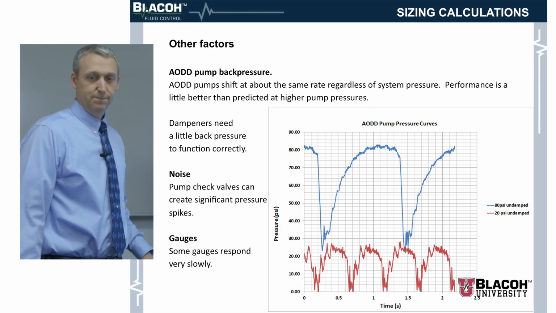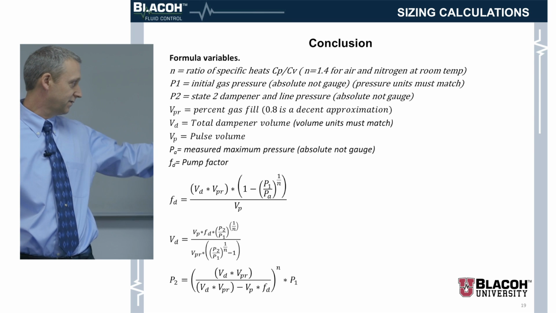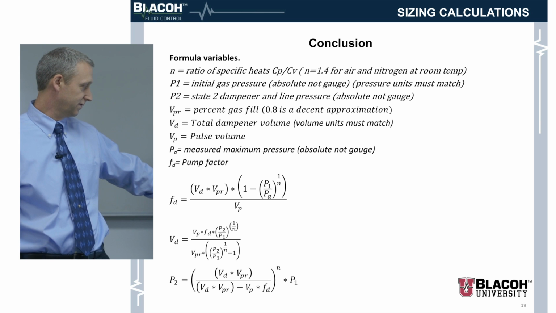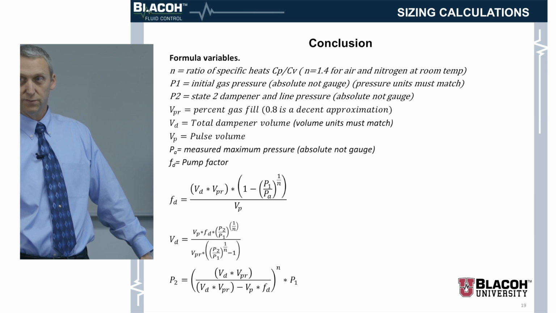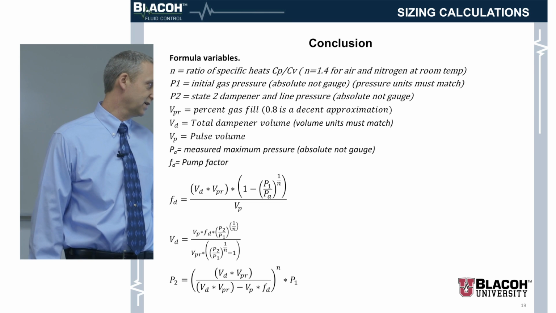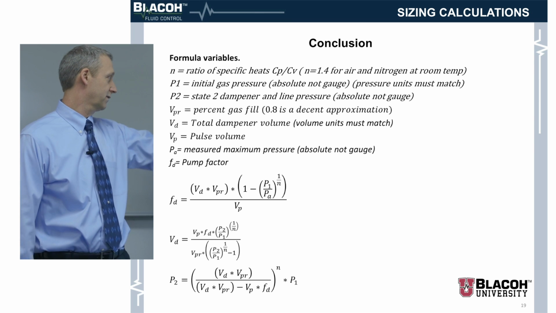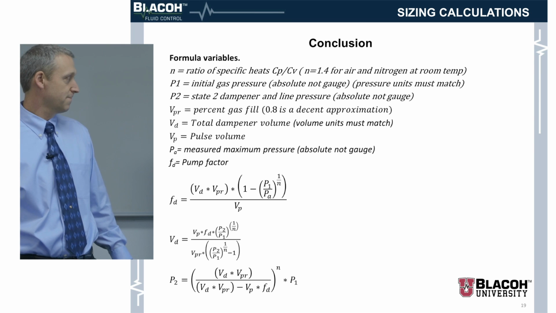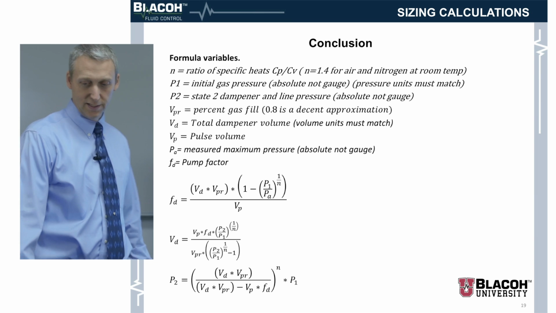All right, so, conclusions here. I've put all the variables that you need to keep track of here, and the factor formula, volume formula, and the pressure formula. Those are the ones we need to remember. Again, remember the pressure is absolute and not gauge, so we get the right answer. The specific heat ratio N is 1.4 in most cases. If not, you can look it up in a table. So there are the calculations.